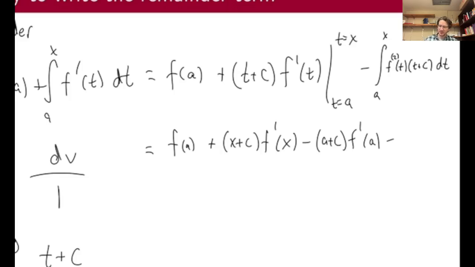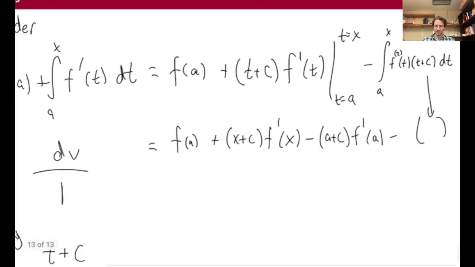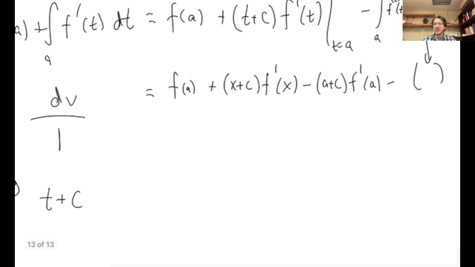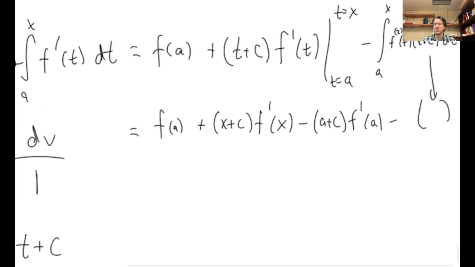And then minus that stuff. So I want to end up getting the Taylor polynomial, the first degree Taylor polynomial out of this. And I have the freedom to pick c. The integral is with respect to t. So x and a are kind of being treated like constants.